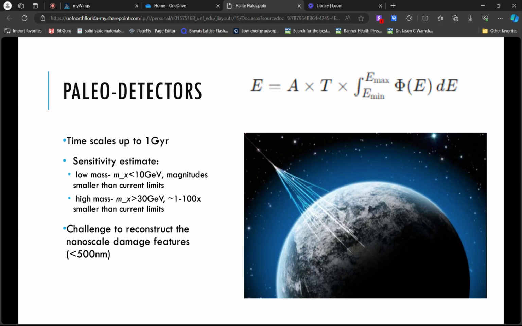We want to optimize and get those cross sections to be as optimal as we can so we can parse as much data as we can. Just the amount of exposure that we are capable of getting with those large time frames, despite the small area size, is really phenomenal. It is a challenge to reconstruct the nanoscale damage features, though. For anything less than 500 nanometers, there are always challenges to get those operations to be functional.